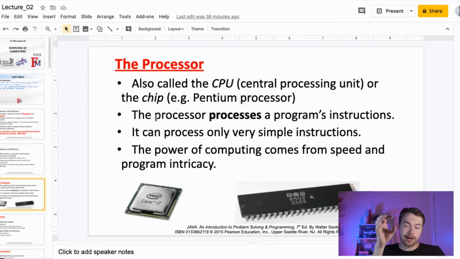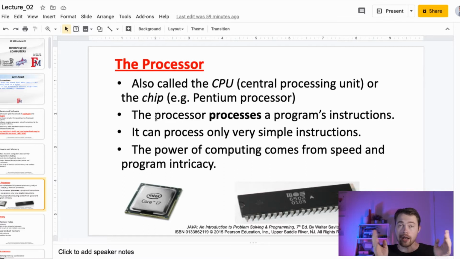Anyway, so the processor on the very, very grand scale, it can only process very, very simple instructions. Those instructions may include add, sub, which stands for subtraction, div, which stands for divide, mul, which stands for multiplication, store, which means store to the memory, load, which means load from the memory, and stuff like that. So those are very, very simple basic instructions. If you know what assembly language is, that's basically what processors are doing.